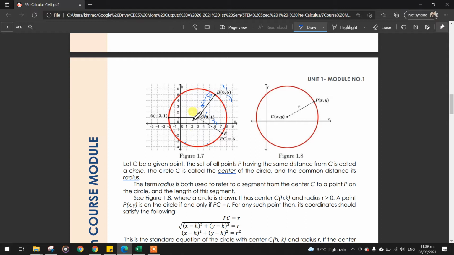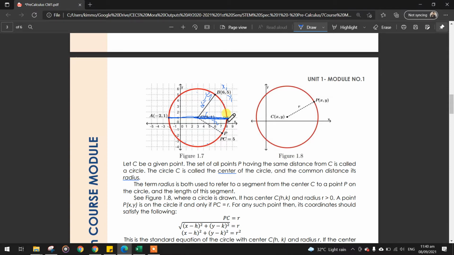Okay? So this distance is the radius. And from one point going to the center, then going to the second point on our circle, this is what we call the diameter. The diameter is 2 times the radius. So again, the radius is from one point on your circle going to the center. That is the radius. The diameter is from one point going through your center, then to the other point.